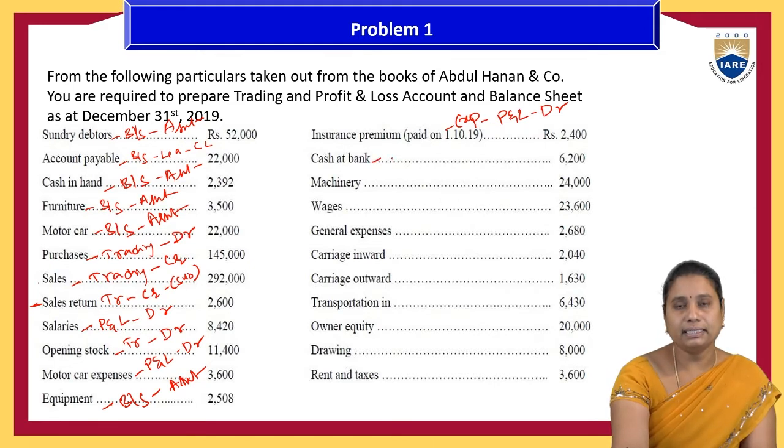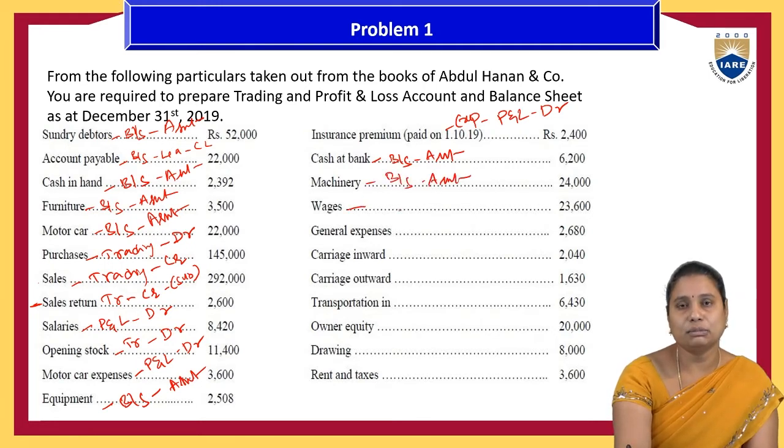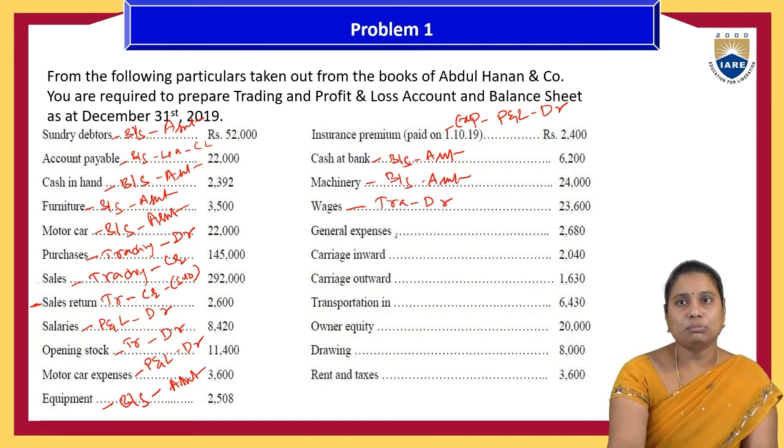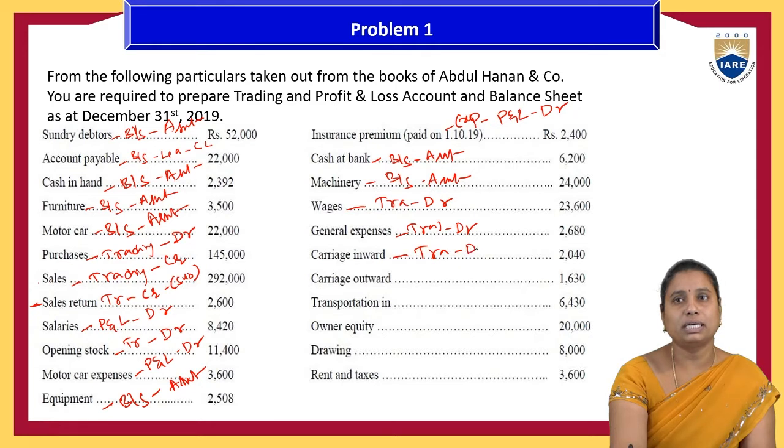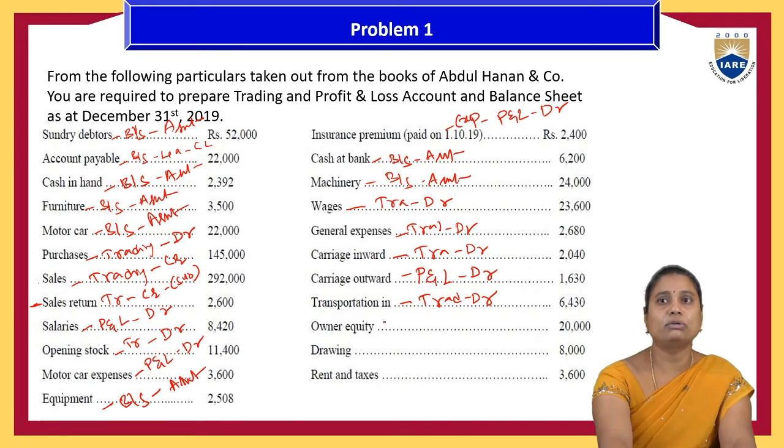Cash at bank, it is the balance sheet, assets side. Machinery, balance sheet, long-term assets side. Wages is a direct expense of the company, trading account, debit side. General expenses, trading account, debit side. Carriage inwards, trading account, debit side. Carriage outwards, profit and loss account, expenditure, debit side. Transportation in, trading account, debit side. If transportation out, it is profit and loss account.